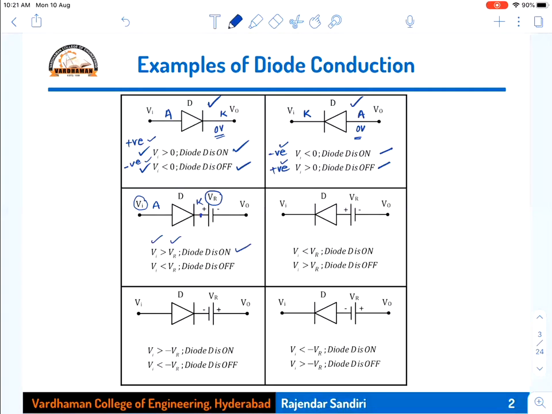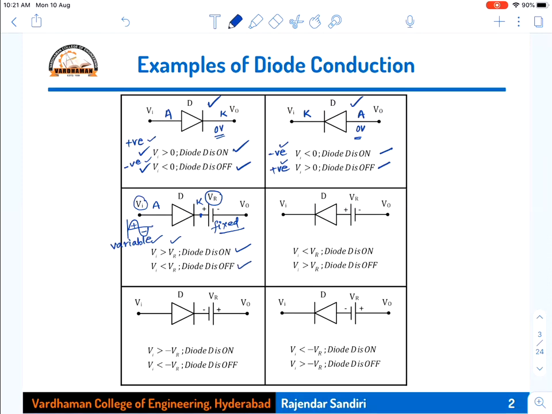Now in the reverse case, suppose your anode voltage is less than VR. This battery VR is fixed. This voltage is fixed, which is plus VR. But here the Vi is actually a sinusoidal signal which is not fixed. It is taking positive direction as well as negative direction. That's why we have got the two conditions: Vi greater than VR, Vi less than VR. So this Vi is variable, but VR is fixed. Therefore, when Vi is greater than VR, then diode is on. Vi is less than VR, diode is off.